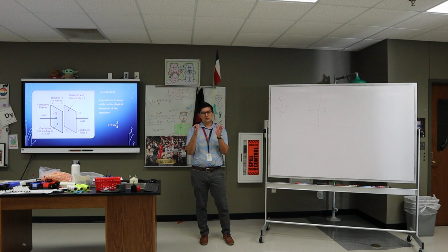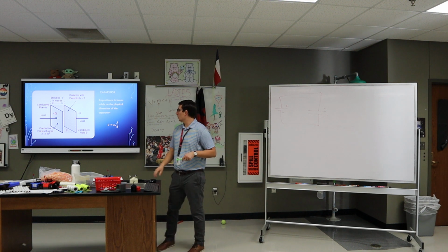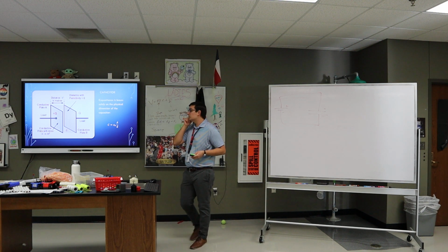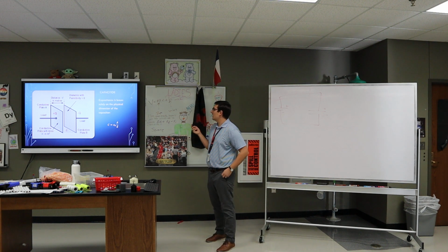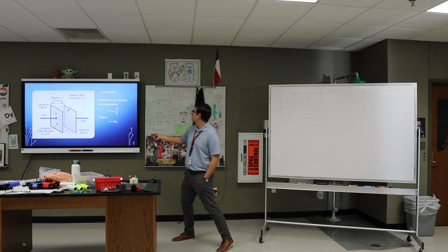And then the distance apart. The reason that matters is because the closer those two things can get together, the stronger the electric field is going to be between them, and therefore the more it's going to pull charges to it. So that's why that one's on the bottom. The closer the plates are together, the more capacitance it's going to have. Does that make any sense? Mm-hmm. Okay. So that's how you build a capacitor.